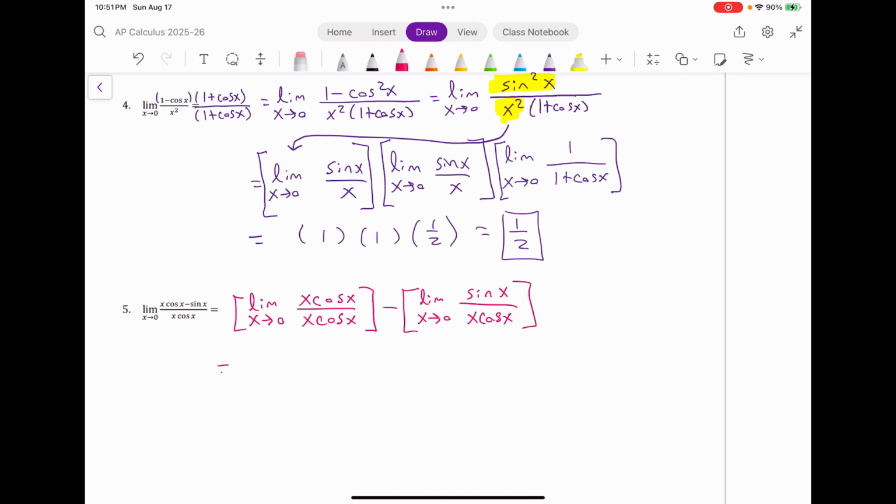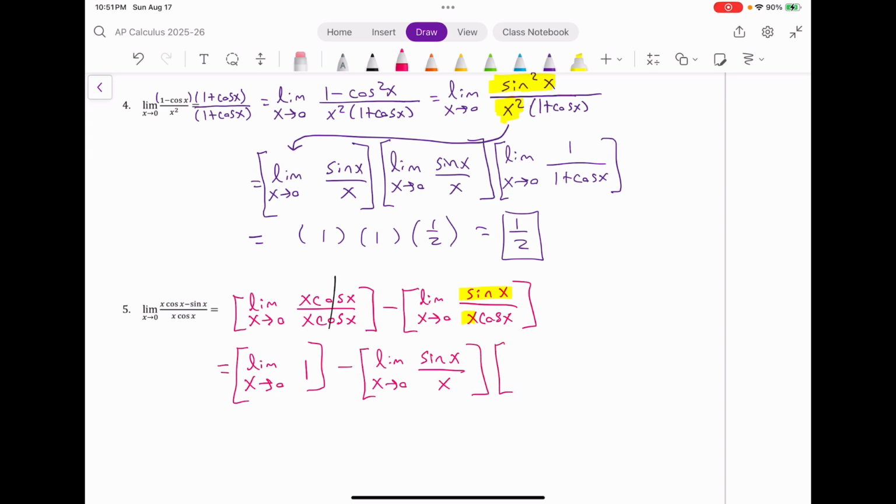Okay, so this first limit simplifies to just be 1, right? Because they just completely cancel out. And then on the second limit, we're gonna separate it, because we notice sine x over x here is that given limit that we're working with. So let's do that. The limit as x approaches 0 for sine x over x.